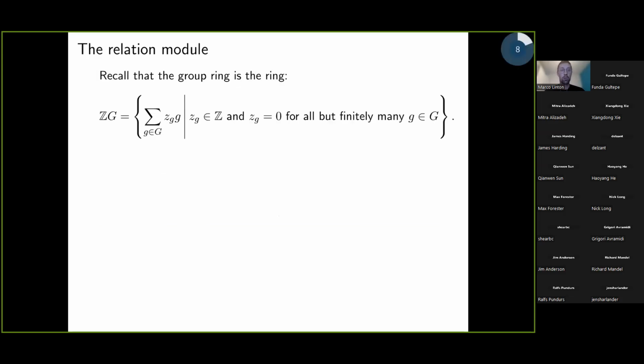To talk about the relation module, I'm going to need to talk about group rings and modules over the group ring. Just to remind everyone, the group ring is a ring consisting of elements which are finite formal sums of elements in the group times some integer, essentially. All but finitely many of these coefficients in Z have to be 0. You can replace Z with any ring you want, and many of the things I'll say in this talk will be valid for most rings. So you can bear that in mind.